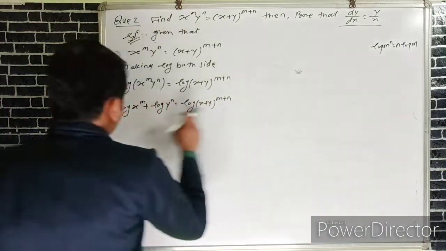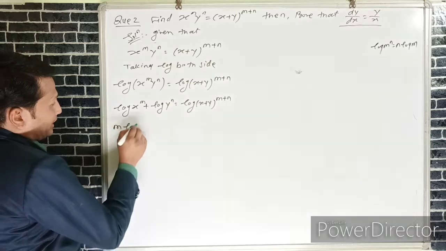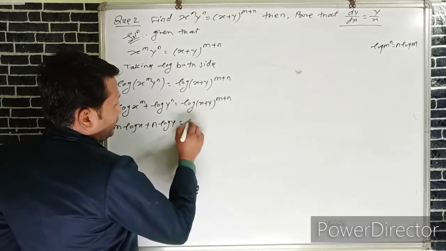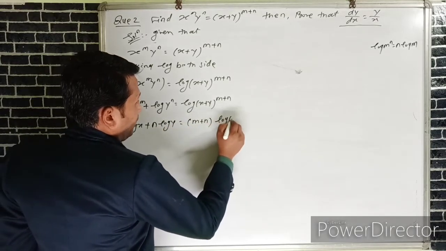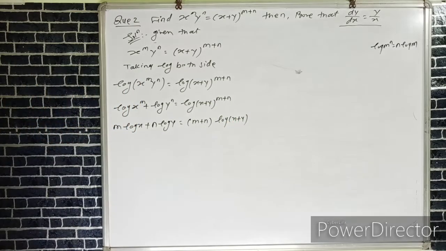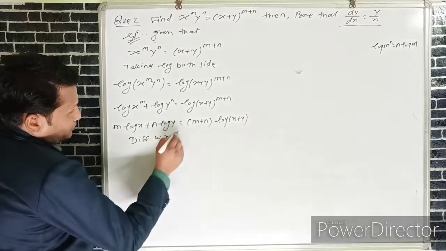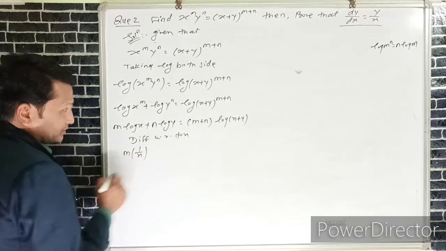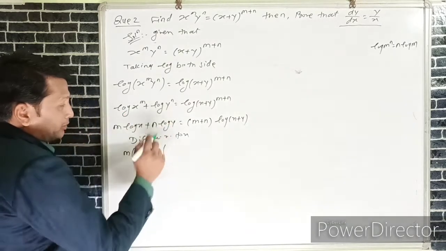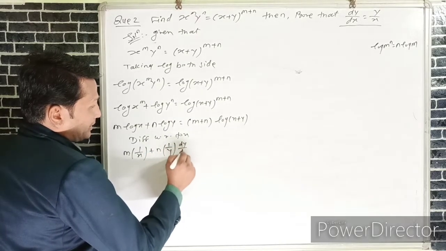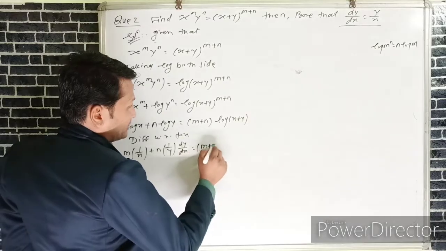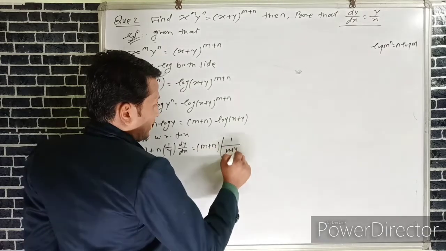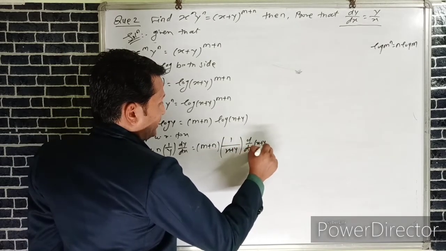Similarly, we can write for each term: m log x plus n log y is equal to (m plus n) into log of (x plus y). Now if we differentiate with respect to x, the derivative of m log x, where m is a constant, is m into 1 by x. Again n is constant, the derivative of log y is 1 by y, and we write again dy by dx. Here m plus n as it is, the derivative of log of (x plus y) is 1 upon x plus y, and we take again the derivative of x plus y.